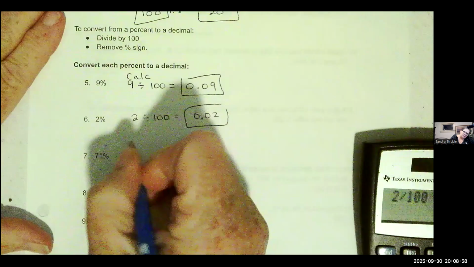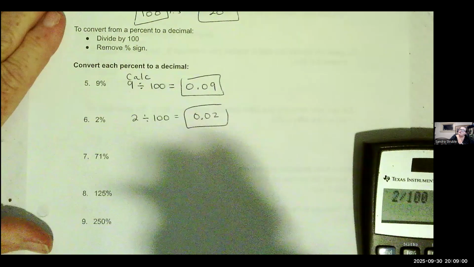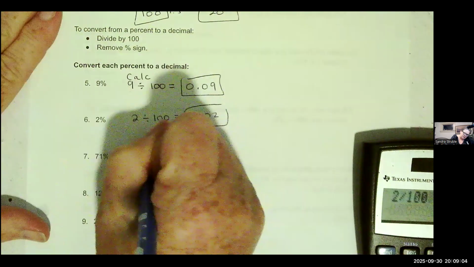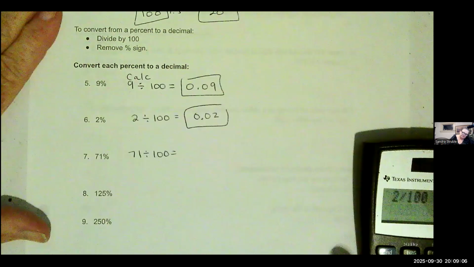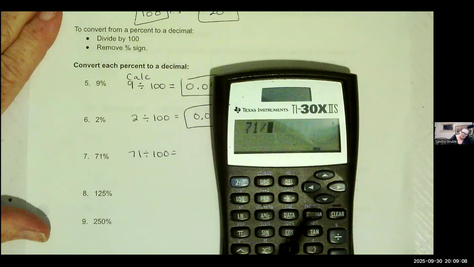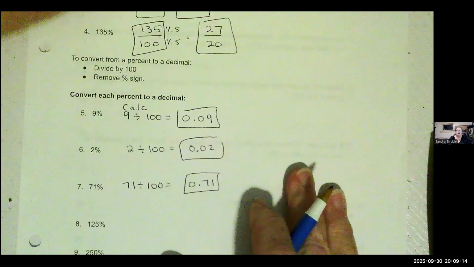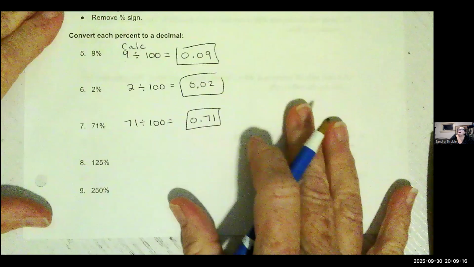The next one is 71%. Again, pause the video if you're in between. So 71 divided by 100, and that's 0.71. We're going to be doing this a lot when we're not only just in this class, but in our next class as well.